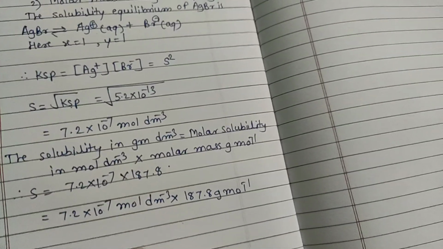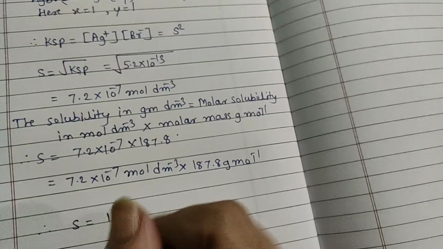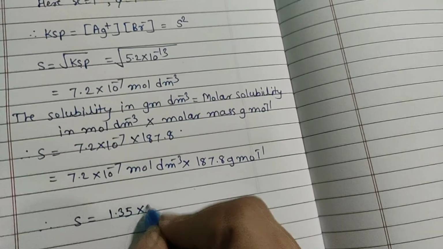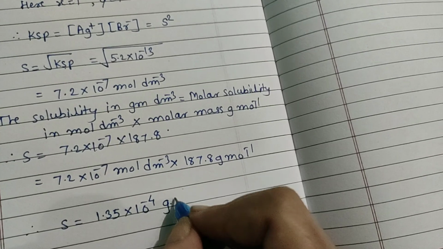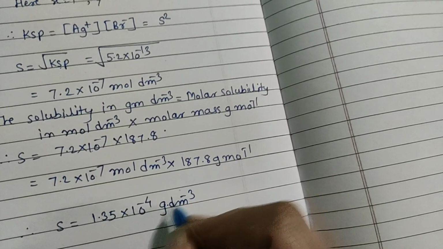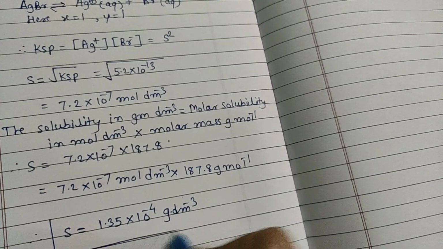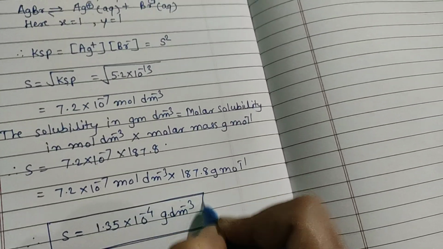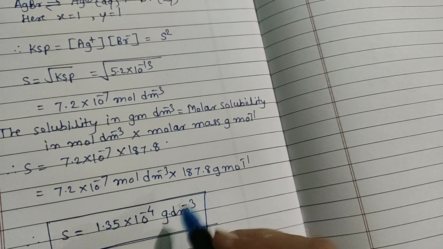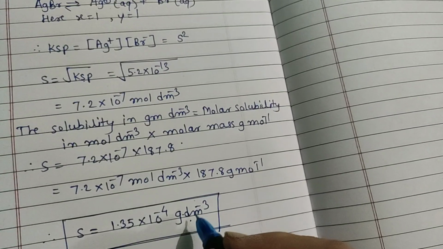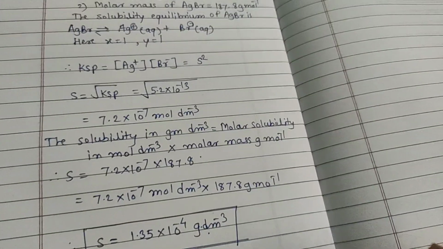Hence S is equal to 1.35 × 10⁻⁴ gram per dm³. In this way we calculate the solubility in mol per dm³ and in gram per dm³. This is the final solution of the problem.